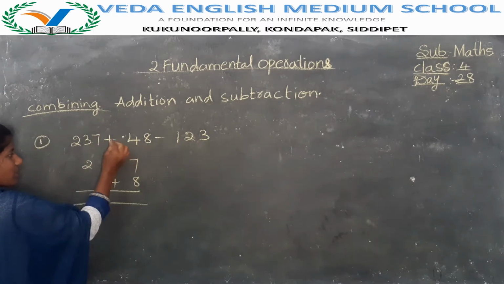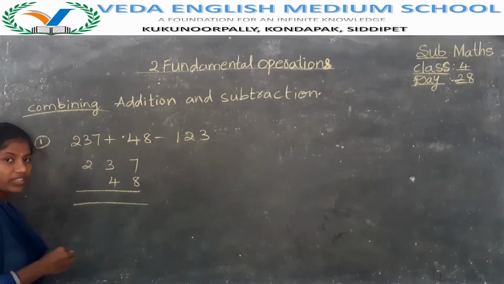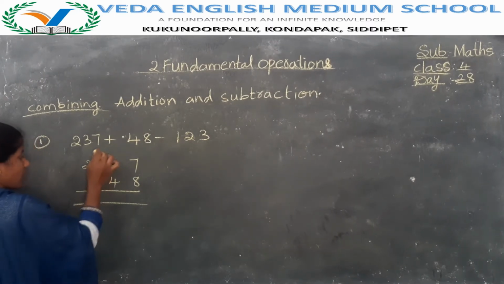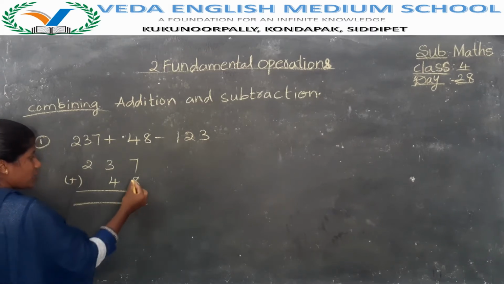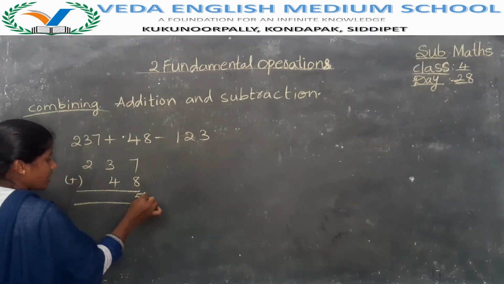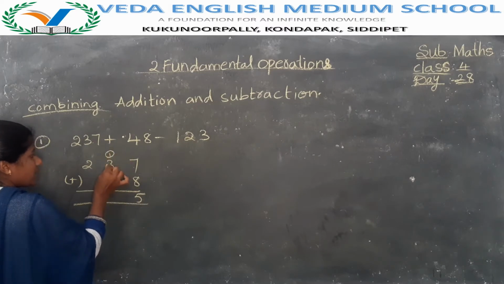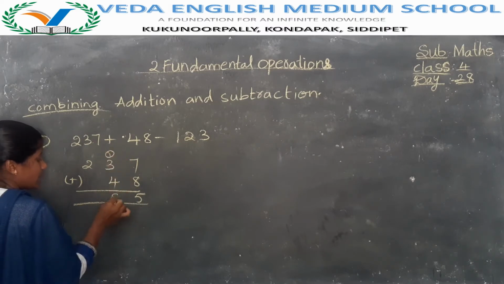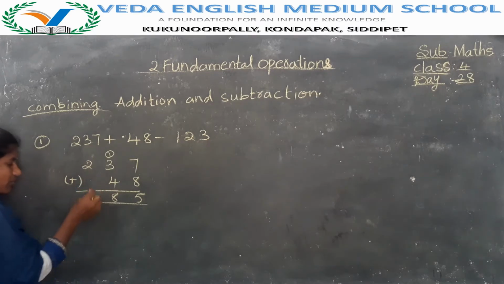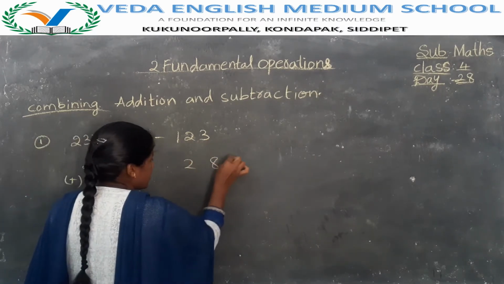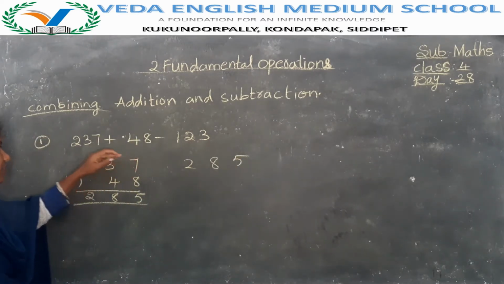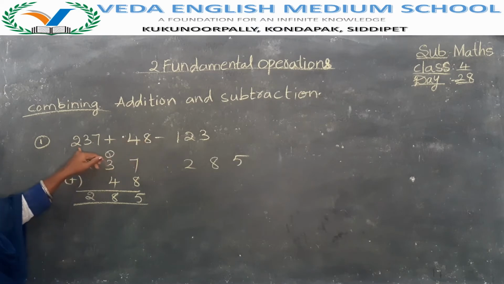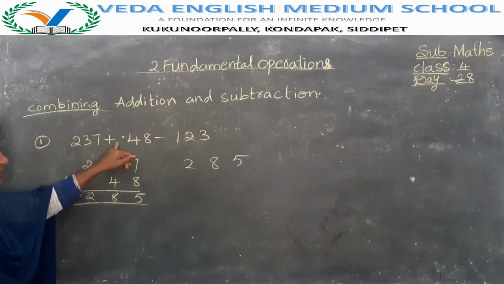Now between these two numbers, what is the symbol here? Between these two numbers here we have addition symbol. So write addition symbol only. Then add these two. 7 plus 8 it gives 15. 5 we have to write here. 1 becomes carry. 3 plus 1 is 4. 4 plus 4 is 8. Here 2, there is no number to add. So you have to write 2 as this. 285. We got 285.